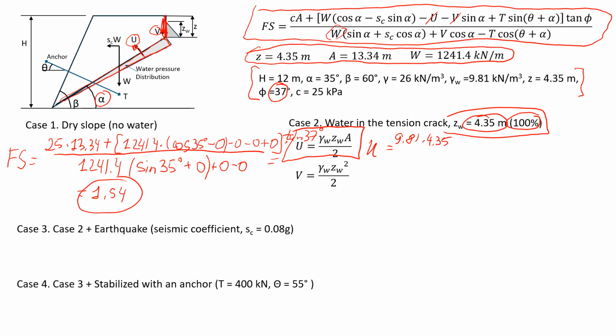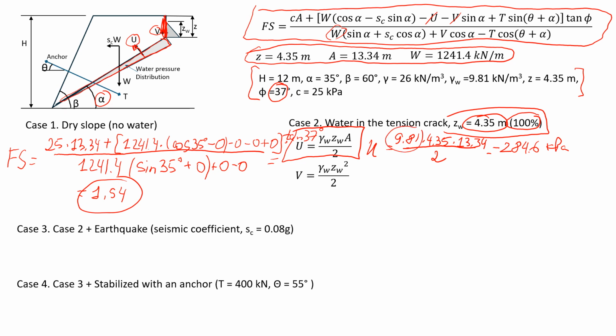This is just the assumption that we made, right? So if you have a different value of water in the tension crack, then you're going to put a different value here. And then we're going to multiply it by the whole length of the base of the rock wedge, 13.34, and divided by 2. So this is going to give us a value of 284.6, right, kPa. So it's going to be already water pressure, right, because we multiply it by this value of 9.81.